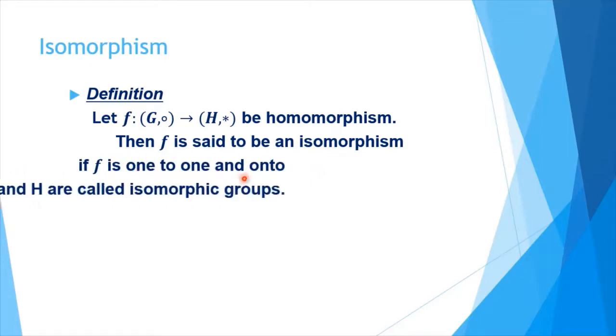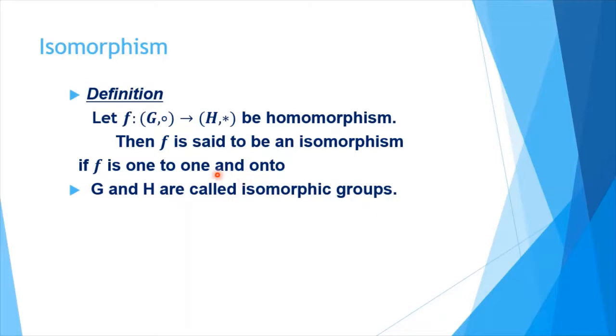If there exists a one-to-one onto homomorphism between (G, ·) and (H, *), then f is said to be an isomorphism, and G and H are called isomorphic groups. We denote it like this: G is isomorphic to H.